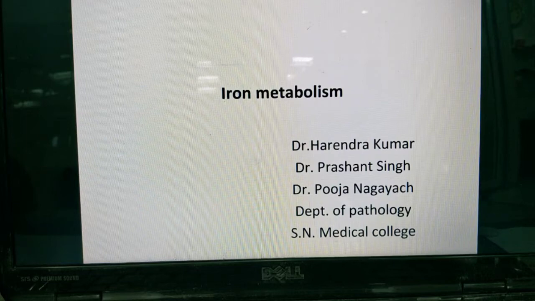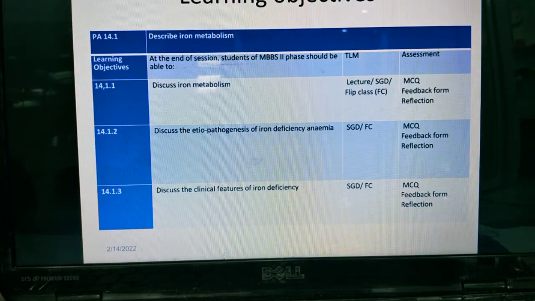Hello everyone. Today we will discuss iron metabolism. So at the end of the session, the student will be able to discuss iron metabolism, discuss the etiopathogenesis of iron deficiency anemia, and discuss the clinical features of iron deficiency.